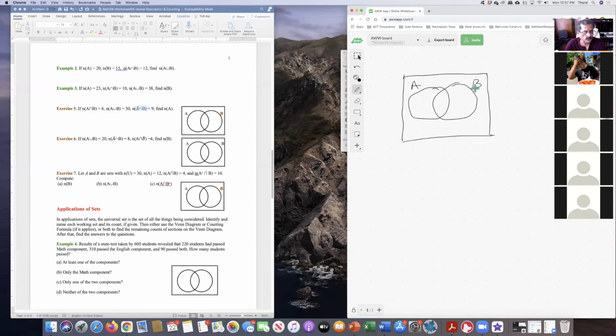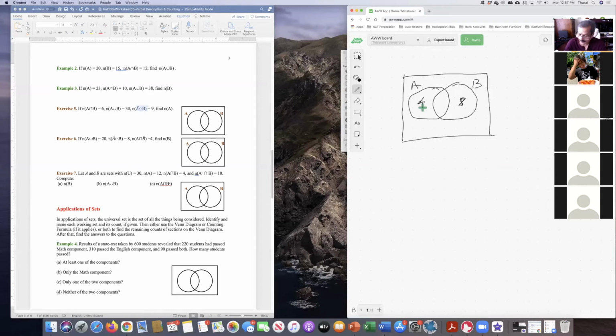A union B is 20, so I can't mark that. A bar intersection B is 8. A bar intersection B is the part of B that's outside of A, and that's 8. 8 is this section of B. A intersection B bar is 4. A intersection B bar is the left side of A, and that's 4.